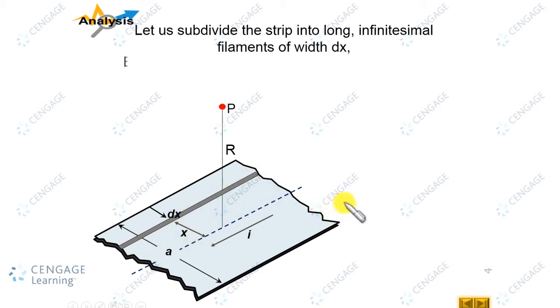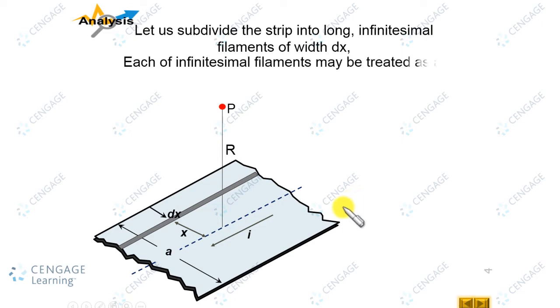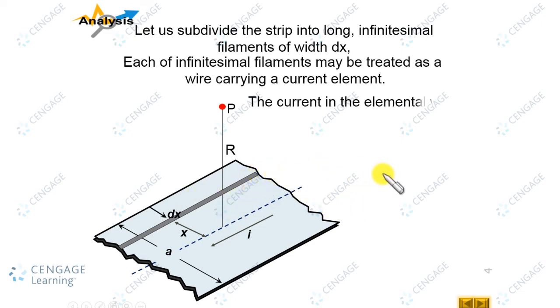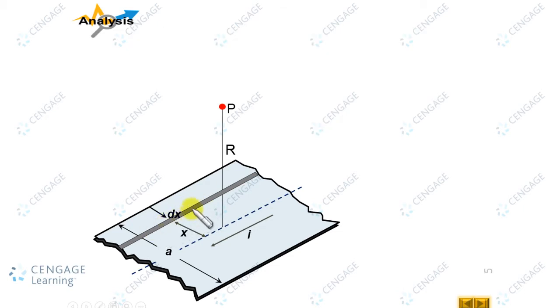So let us find the current corresponding to this elemental strip. Let us write di for this current. This is equal to I divided by A multiplied by dx. Now this is acting as an infinite wire, and we know the formula for calculating the magnetic field due to the infinite wire, and we can also get the direction of the magnetic field because of this infinite wire. So let us find first the direction.